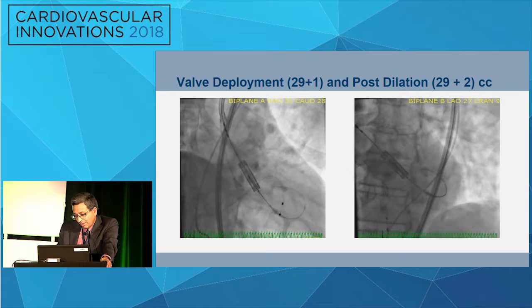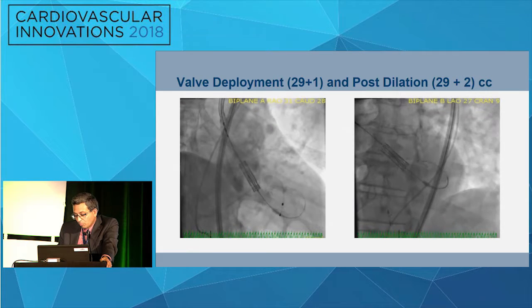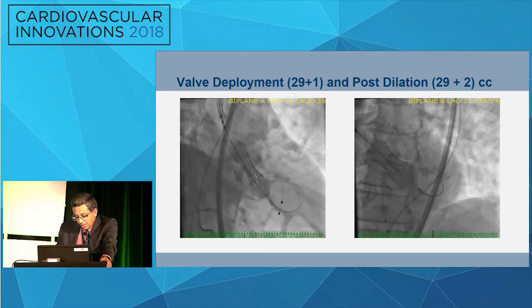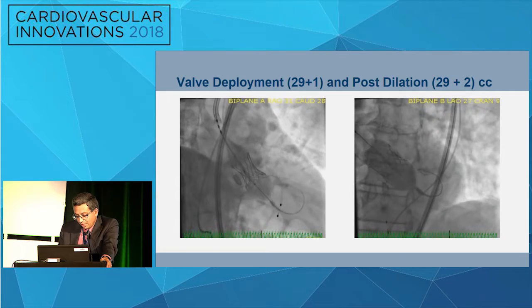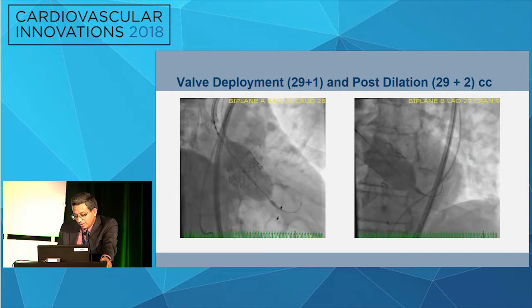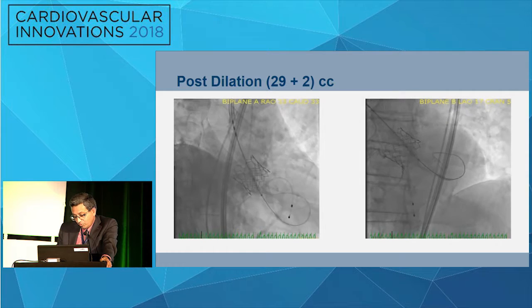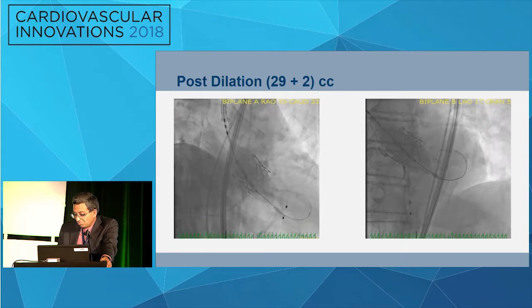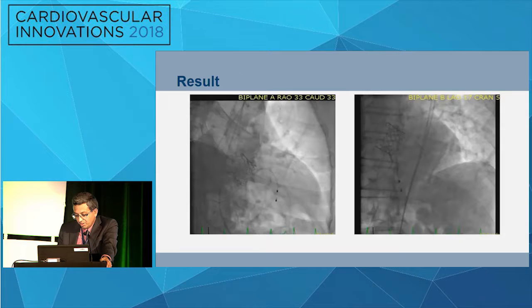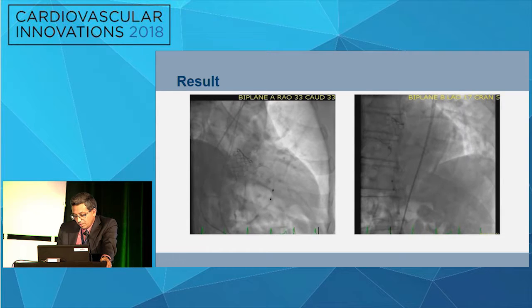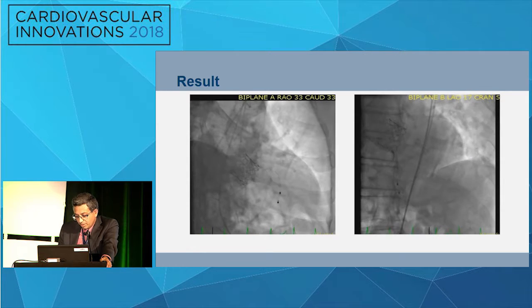And then finally, after that, we put 1 more cc of saline inside and inflated. And as we always do, we like to put it a little bit close to the annulus. And then finally, we put 2 more cc's and inflated. So it's a large valve, and it looks very good. We didn't need a pacemaker.